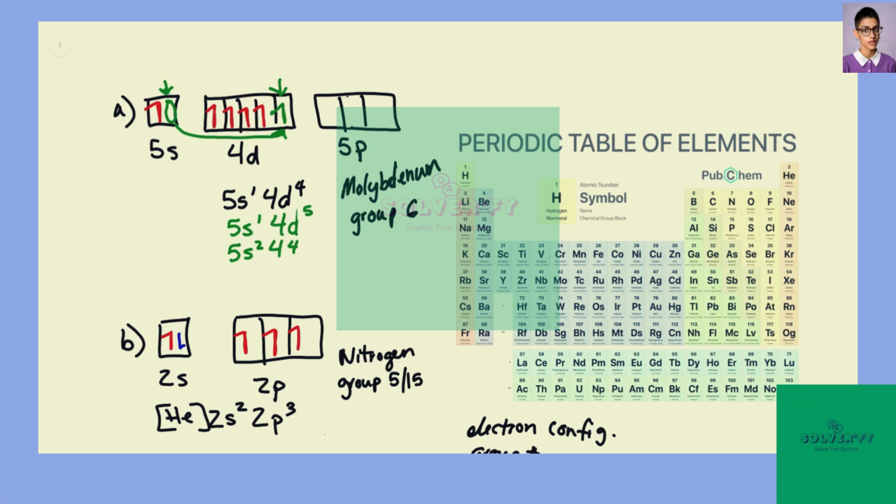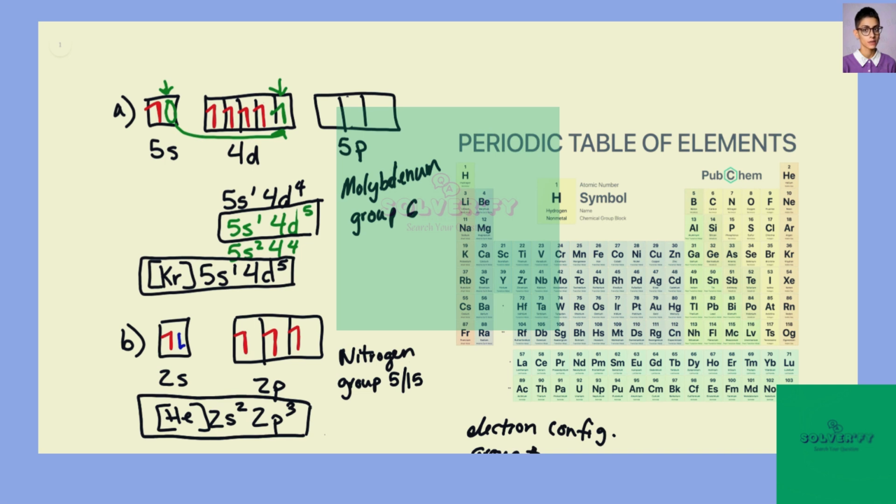So our actual electron configuration, remember, it's right before, because it's a group 6, which means that it's in position 4 of the transition metals. It's going to do this business right here. So if we go back to the most recent noble gas, that's krypton. So Kr in brackets, and then we write 5s1 4d5. And this is going to be our electron configuration.